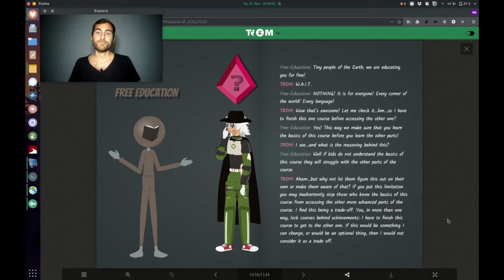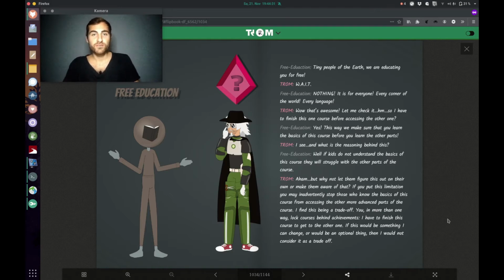Let me check. So I have to finish this one course before accessing the other one. And free education is like, yes, this way we make sure that you learn the basics of this course before you learn the other parts. And the TROM superhero says, I see. And what is the reasoning behind this? And free education explains, well, if kids do not understand the basics of this course, they will struggle with the other parts of the course.